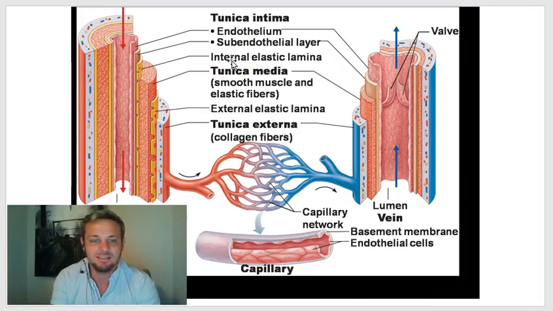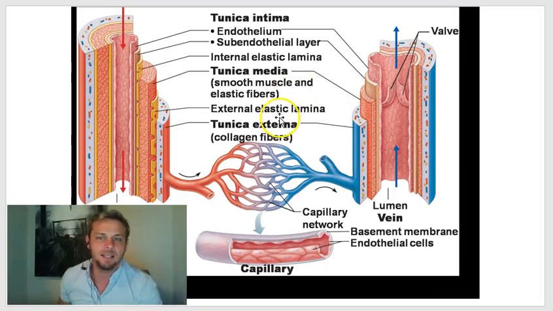When you hear elastic, what do you think of? You think of stuff that's stretchy, and that's what this elastic lamina is. And then again, that really thick tunica media in your arteries, but not so in those veins. That tunica media is going to be made up of smooth muscle and elastic fibers.